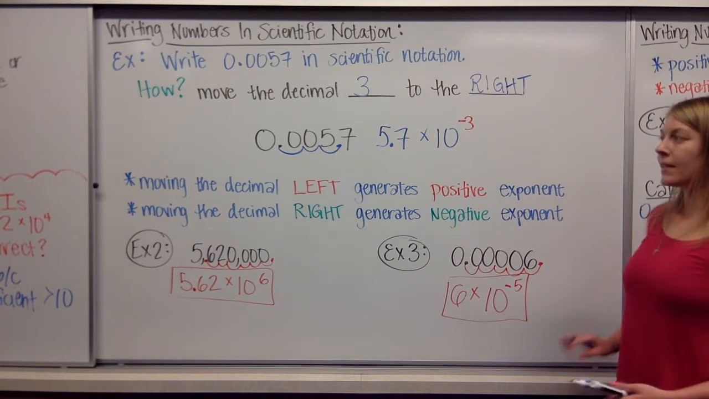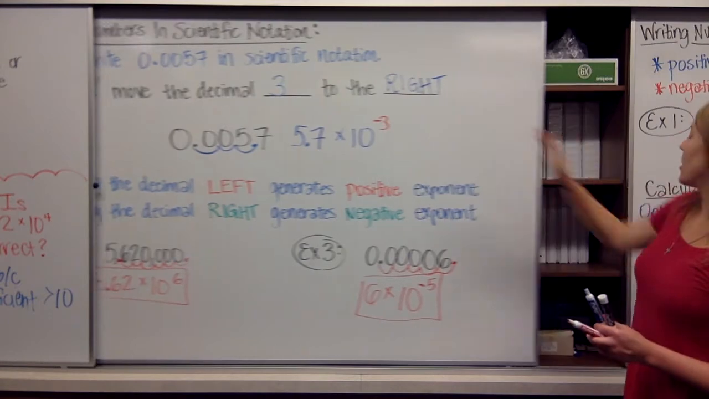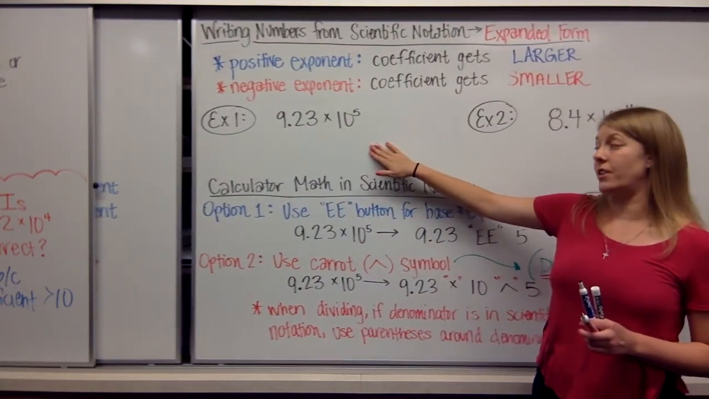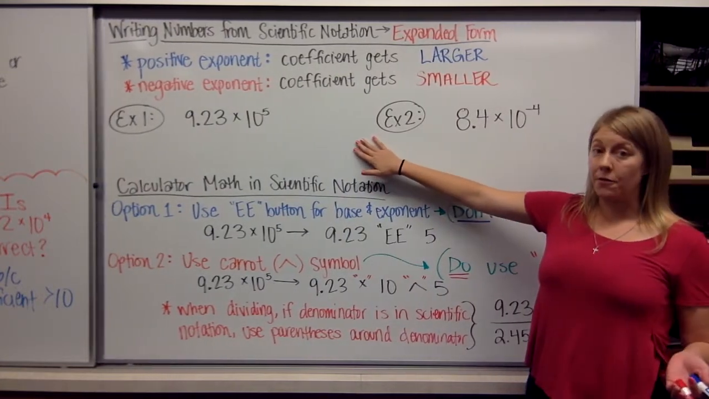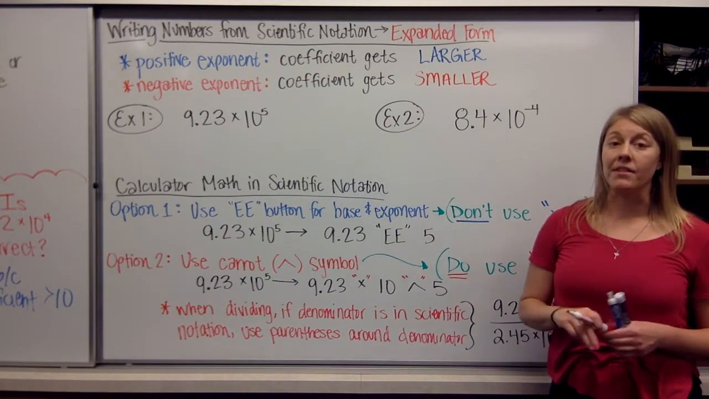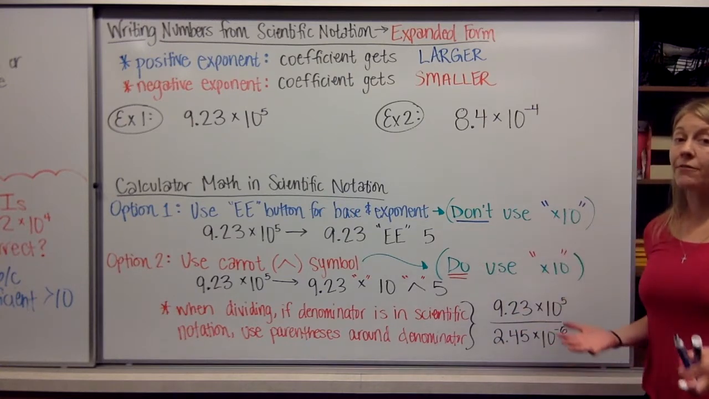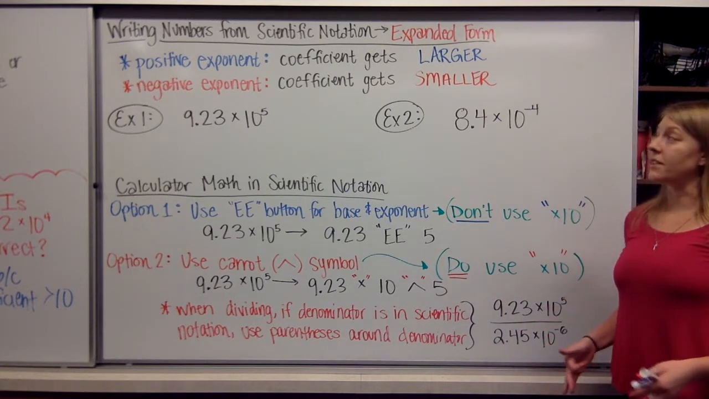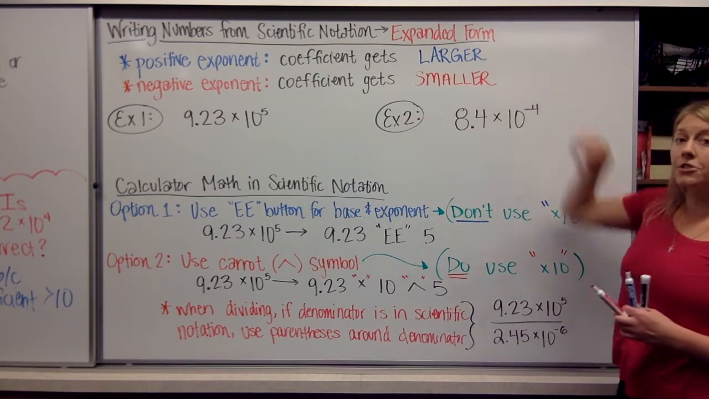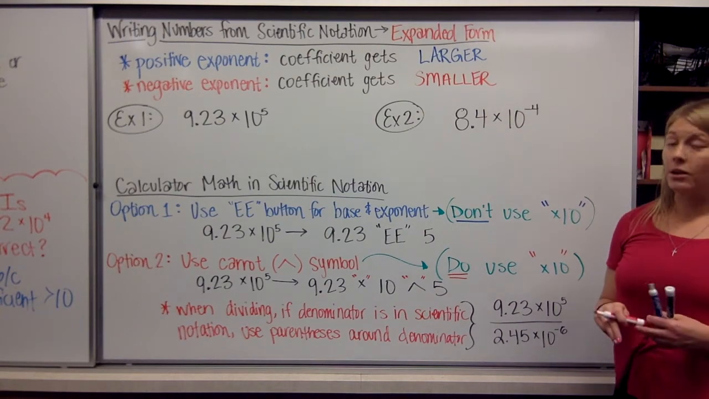All right? Now, what if instead of writing numbers in scientific notation, we want to go the opposite direction? And we want to take numbers that are already in scientific notation and write them in expanded form. We can do that as well. So, how we write scientific notation numbers in expanded form is we have to look at the exponent. Again, we're moving the decimal left or right. We have to look at the exponent to determine, is it a positive exponent? If so, the coefficient is going to get larger. Is it a negative exponent? If so, the coefficient gets smaller, okay?